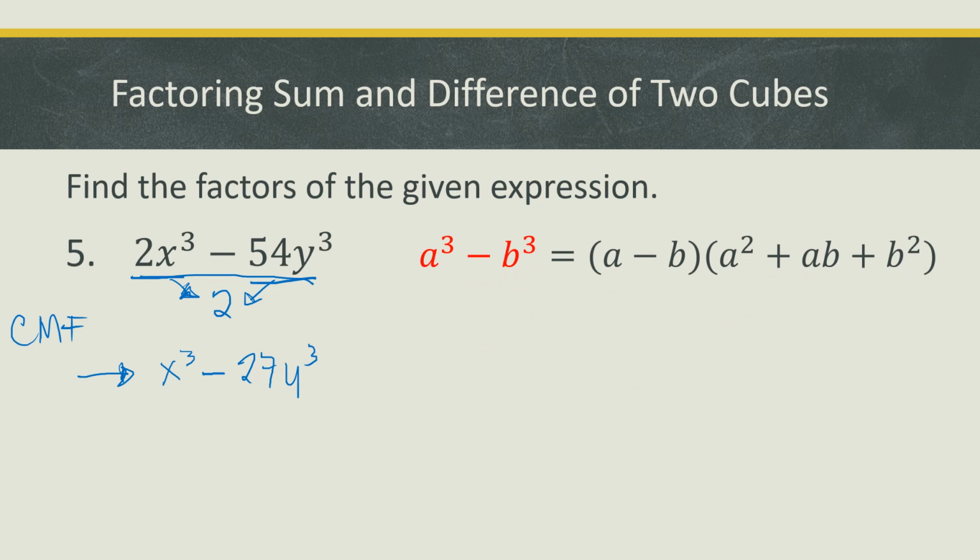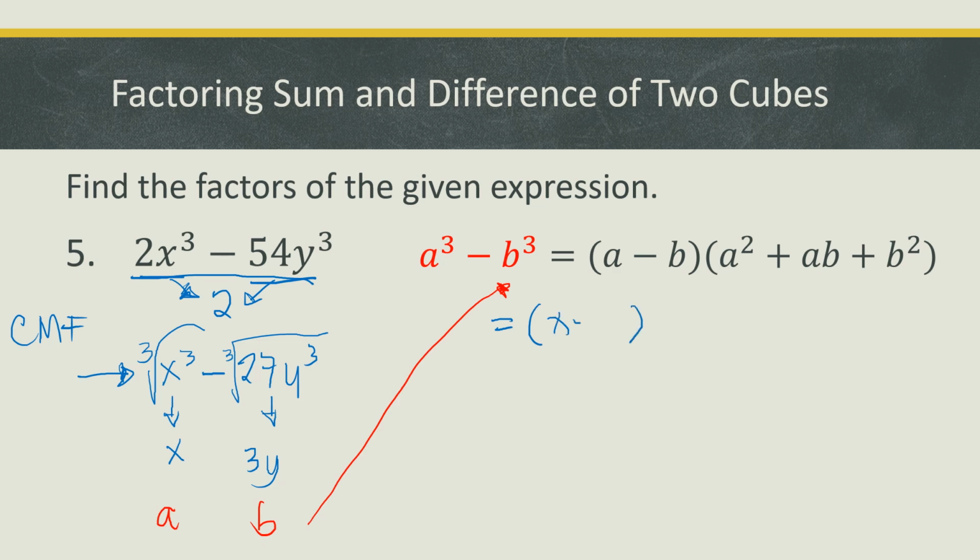That we will use the formula of a cubed minus b cubed, and that is equal to a minus b times a squared plus ab plus b squared. So first thing is to get the cube root of the first term, which is x. The cube root of the second term, which is 3y. And these will be now the values of your a and b. And let us substitute it to the given formula. That we have a minus b, that is x minus 3y.